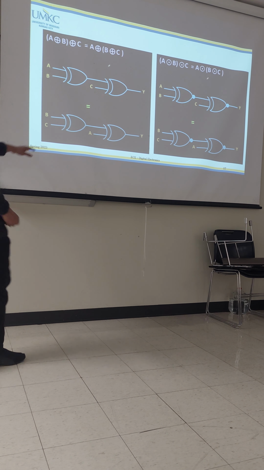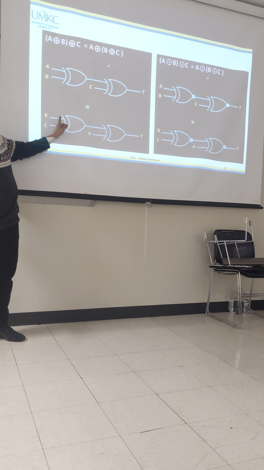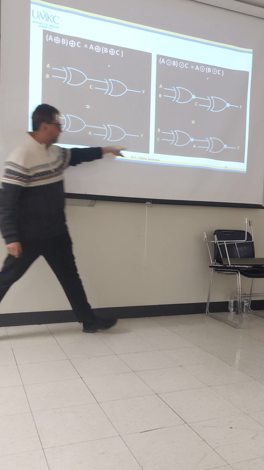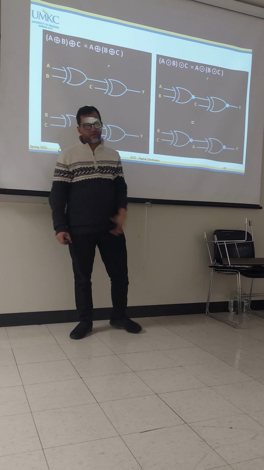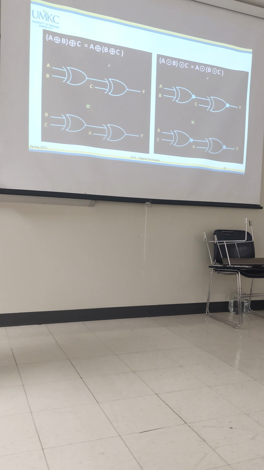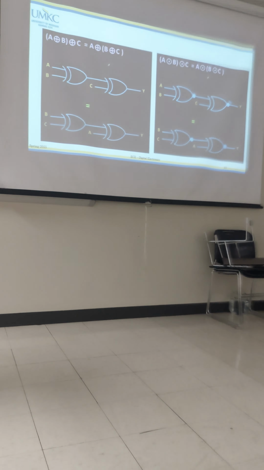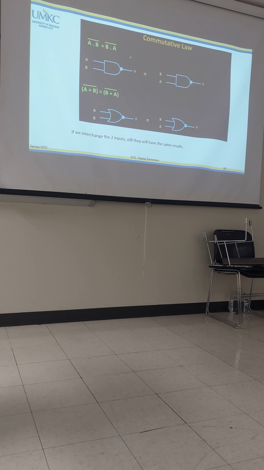So this one is the XOR, here this is OR, this is the XOR sign. Then we have a bubble here, this is XNOR. Okay. So this is for XOR and XNOR. So this is the commutative law. This commutative law is also true for the NAND gate, right? This is the NAND gate and this is the NOR gate, right?